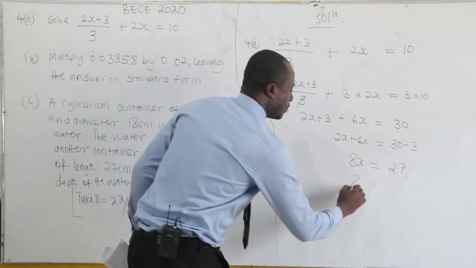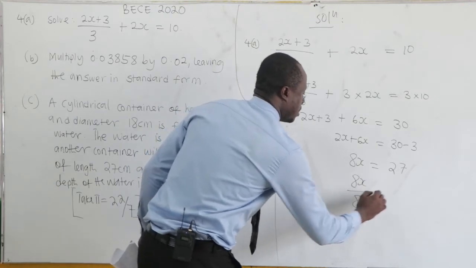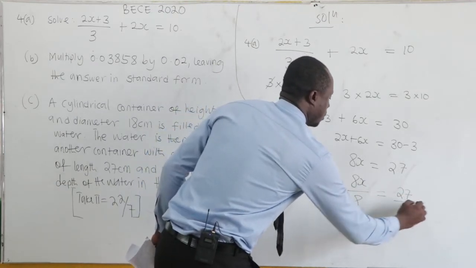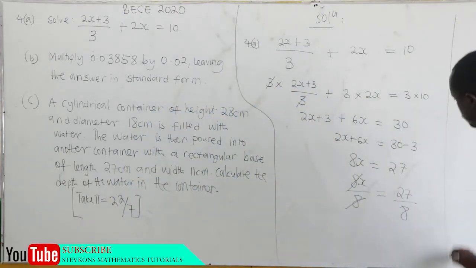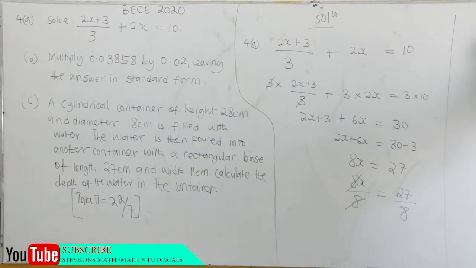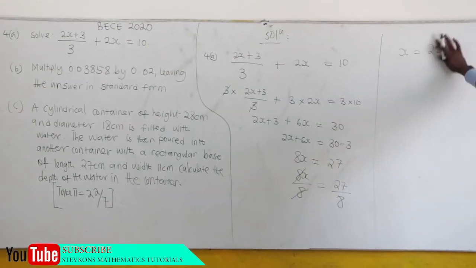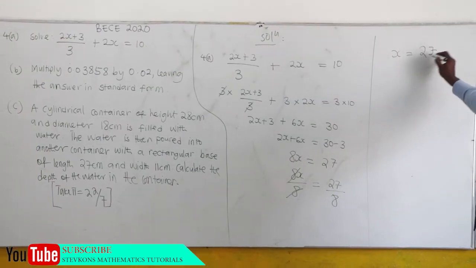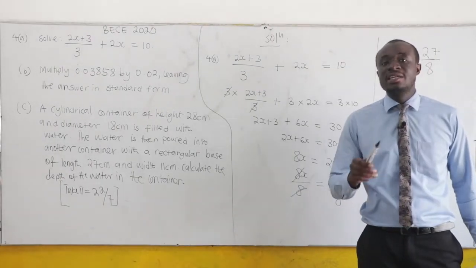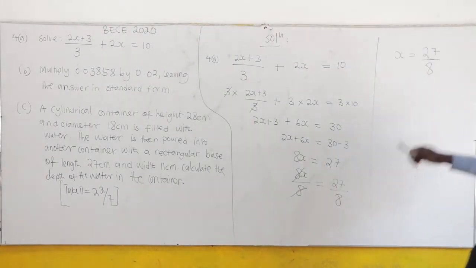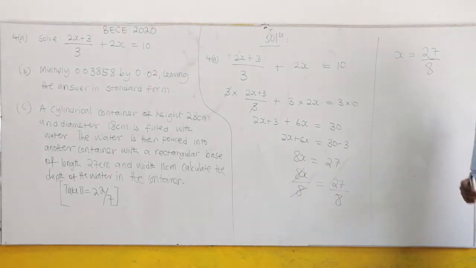So we want to divide both sides. We want to find x, we divide both sides by 8. So our x, in a nutshell, is equal to 27 all over 8. We are not supposed to leave our answer as an improper fraction. So first we have to change this to a mixed fraction.